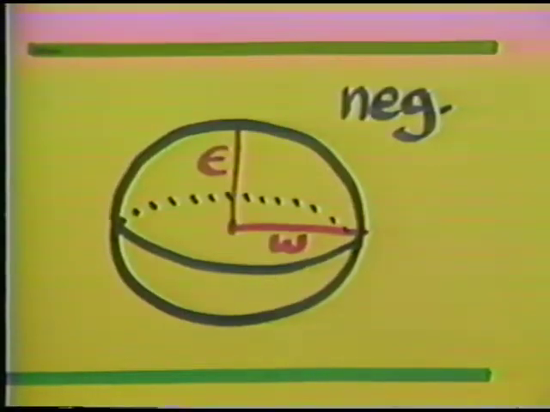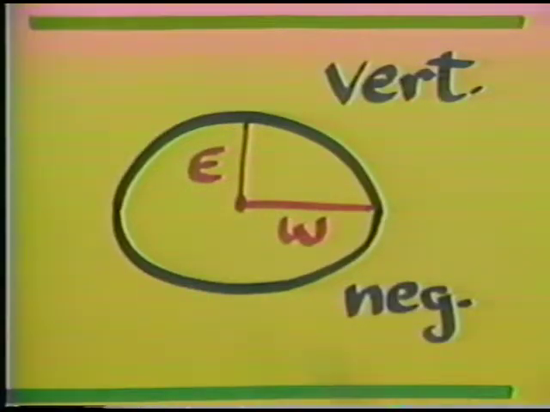And this means then that the horizontal section of this figure looks exactly the same. It's a circle with the radius omega, but the vertical section looks different. And it looks essentially like this, a flattened ellipse with omega measured here in the horizontal direction, epsilon measured in the vertical direction.